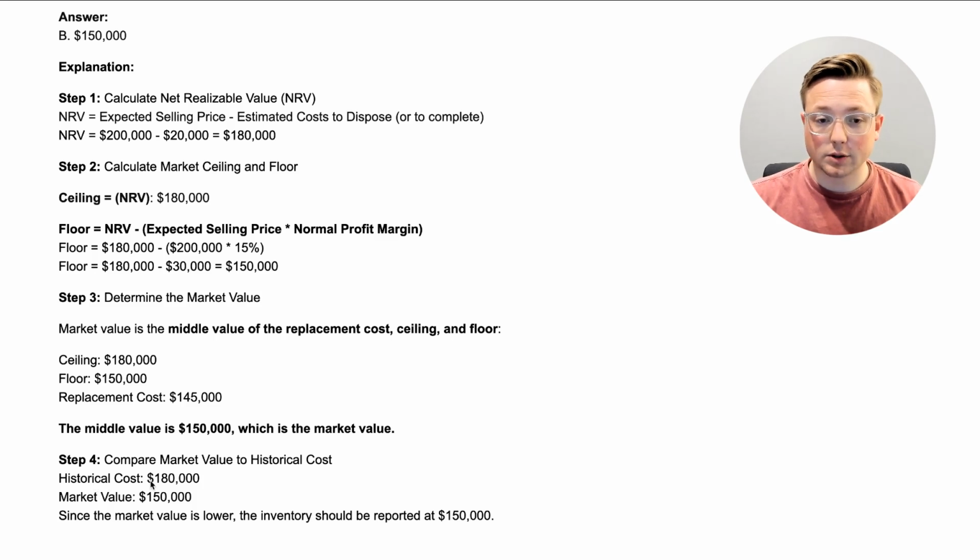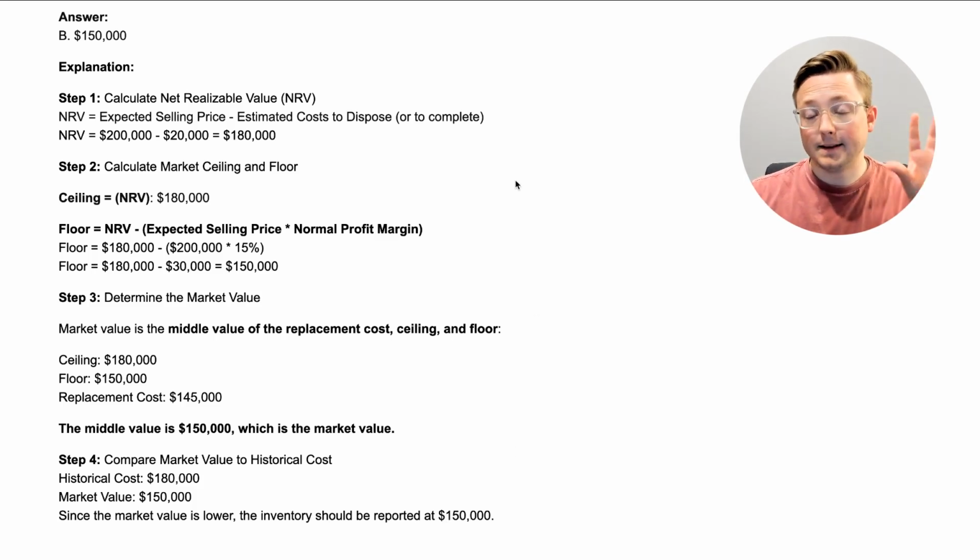Now we can finally finish this up and compare the market value to the historical cost. The historical cost was $180,000 and the market value is $150,000. So with that, because we're doing the lower of cost or market, whichever one is lower is now going to be the carrying amount of the inventory. In this case, that's the market value. So $150,000 is now the carrying amount.